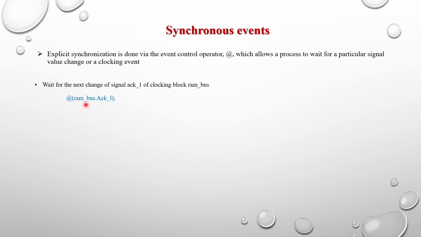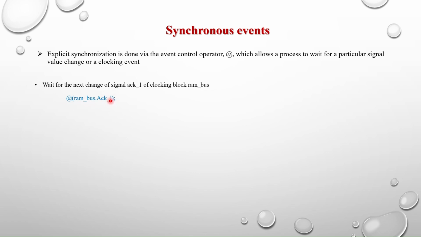Here @rambus.ack1 means I am waiting for the ack1 signal which is inside the rambus clocking block. How am I accessing the clocking block signal? By using the dot operator. Rambus is the clocking block name, and I am waiting for the ack1 signal which is declared inside the clocking block. Wait for the next change of signal ack1 of clocking block rambus. So this is how we wait for the signal, @rambus.ack1.